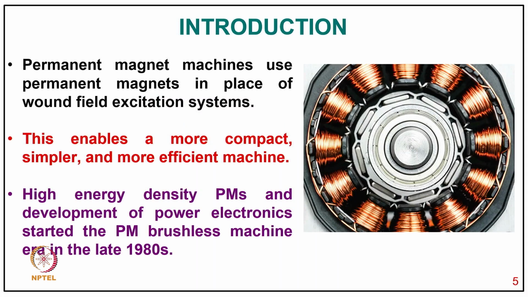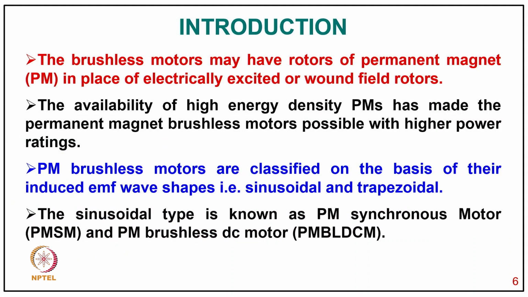Now coming to the introduction, the permanent magnet machines use permanent magnets in place of wound field excitation, and this enables a more compact, simpler and more efficient machine. As you can see in the photograph, high energy density permanent magnets and development of power electronics started the permanent magnet brushless machine era in the late 1980s. The permanent magnet brushless motor may have a rotor of permanent magnet in place of electrically excited or wound field rotors, and availability of high energy density permanent magnets has made permanent magnet brushless motors possible with higher power rating.